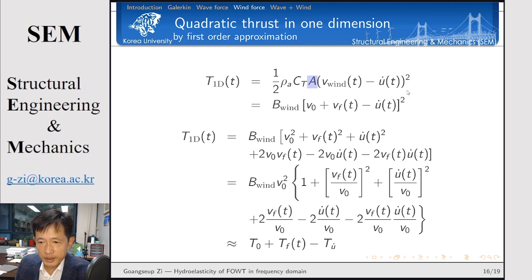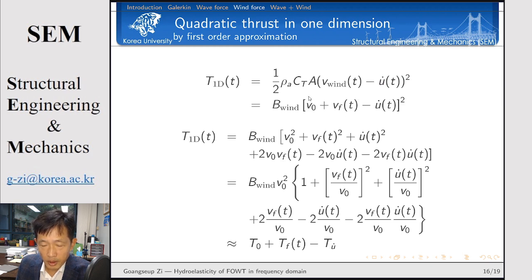And then because the thrusting force is quadratically proportional to the wind speed, we need to consider the relative wind, because the nacelle point is moving with a certain velocity. We need to calculate the relative velocity. That's why the relative velocity is the velocity of wind minus the velocity of the rotor point.